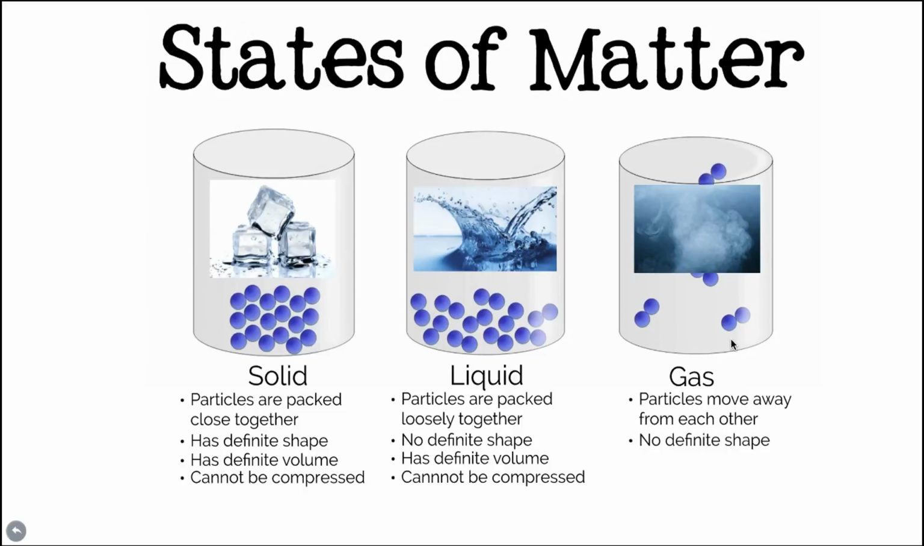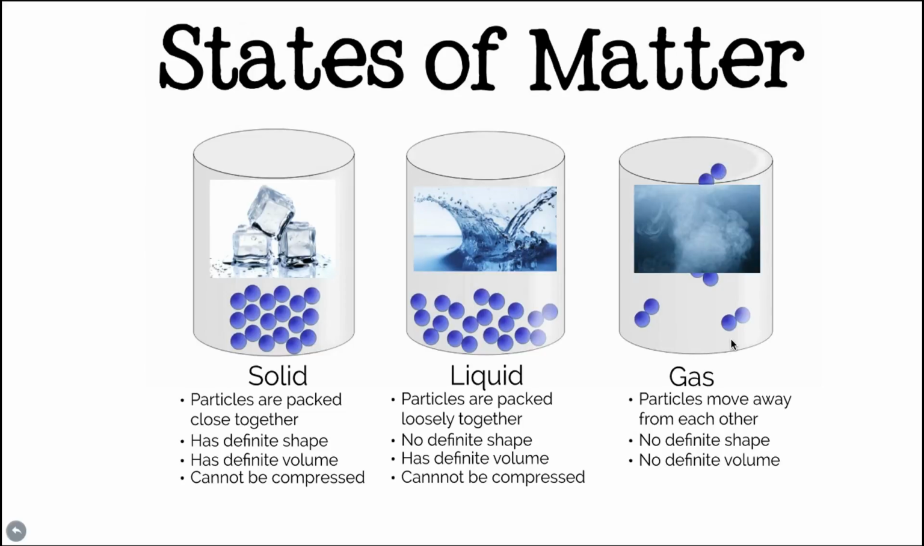For this reason, gases do not have a definite shape. They only take the shape of whatever container they're in. So if you think of a balloon expanding, it has a circular shape because that's the shape of the balloon. Gases also don't have a definite volume.